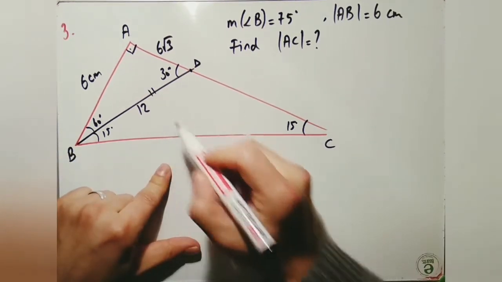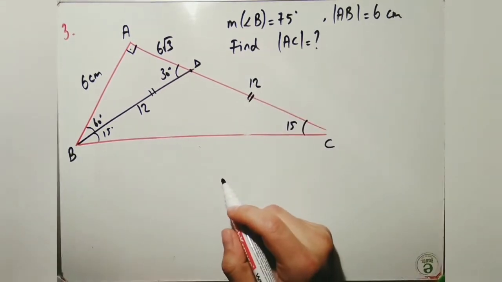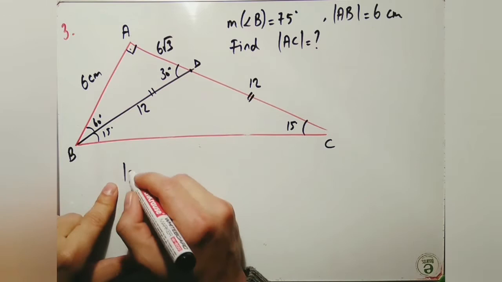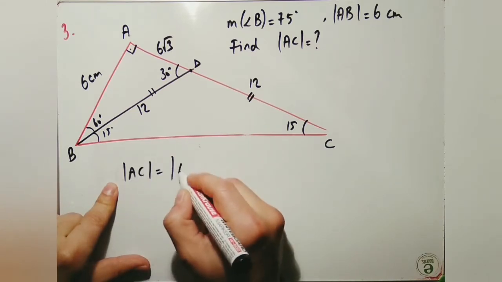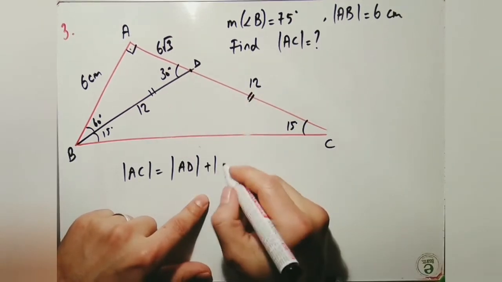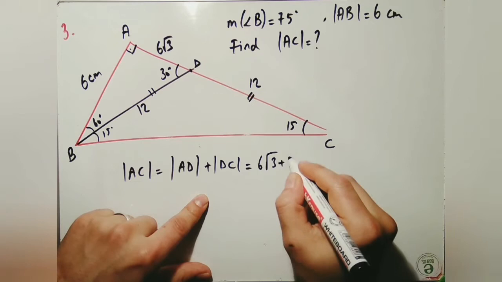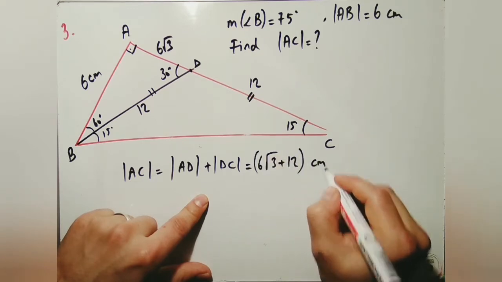So BDC is isosceles. Automatically, the length of BD is equal to DC. It's also 12 centimeters. So the length of AC is equal to the length of AD plus the length of DC, which is 6 root 3 plus 12 centimeters.